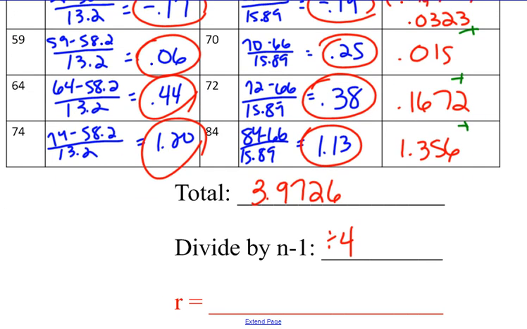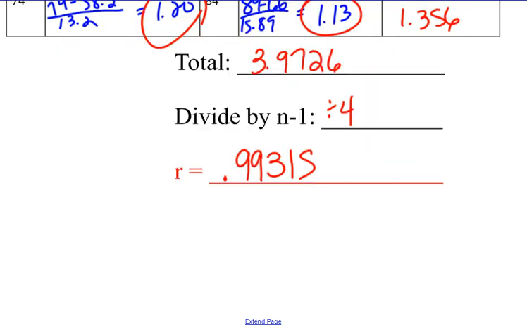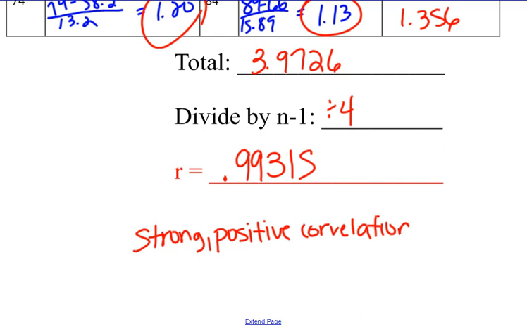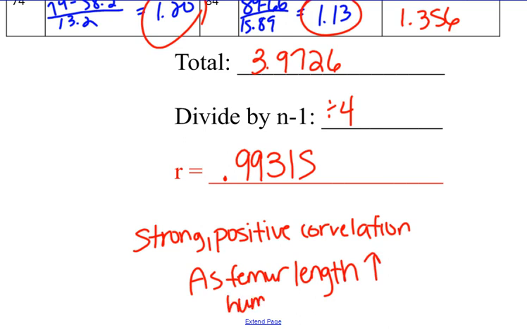So now as I divide by 4, I get 0.99315. So if I was asked to describe this, because our number is so close to 1, we know we have a very strong positive correlation. Remember, that's what our number tells us. And what that means is, as the femur length increases, humerus length increases. That's what we just found.